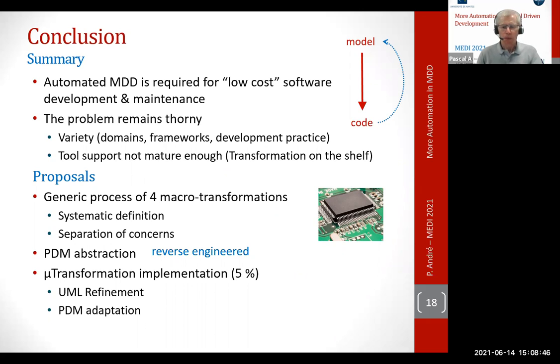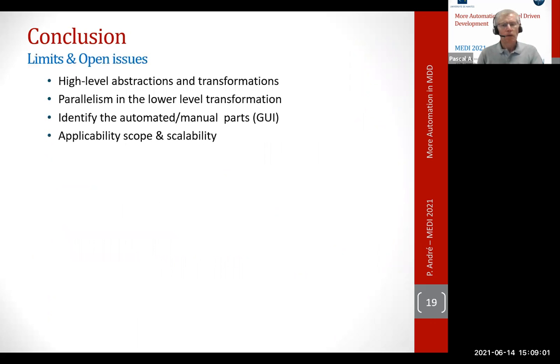As we implemented micro transformation, maybe 5% of all that is necessary here, related to UML refinement and PDM abstraction. Of course, the current contribution remains limited. There are open issues on high-level abstraction and transformation that impact the parallelism in the lower level. We must identify the automated and manual activities, for example, the graphical user interface, and the applicability, scope, and scalability are not fully clear yet. This is still empirical.